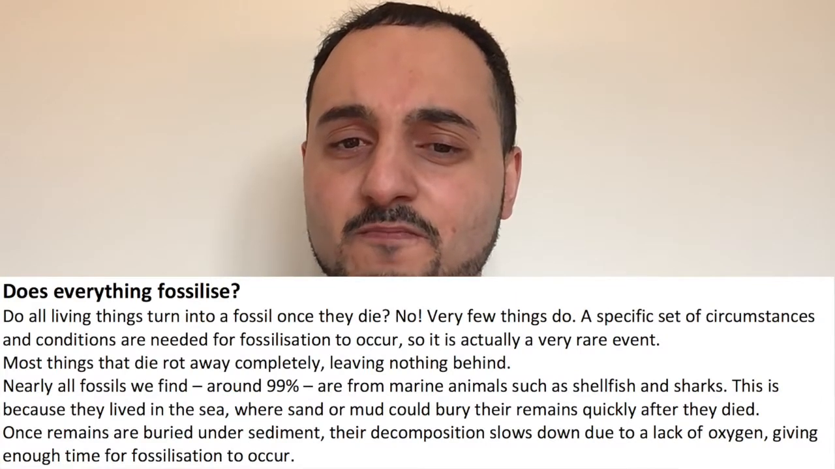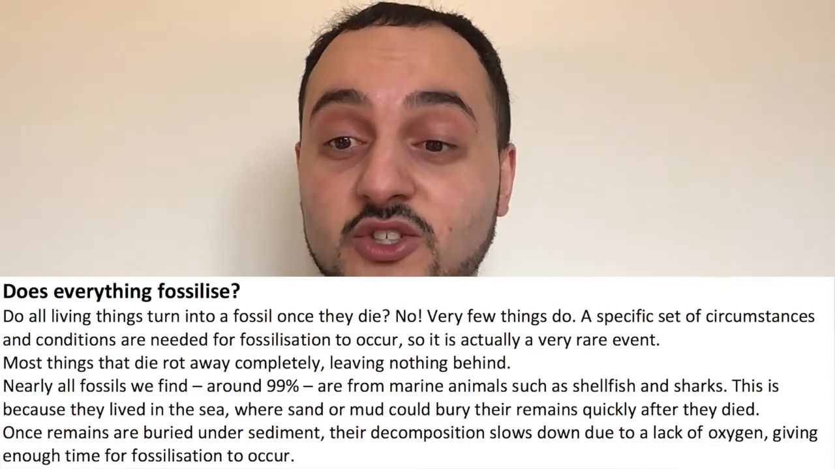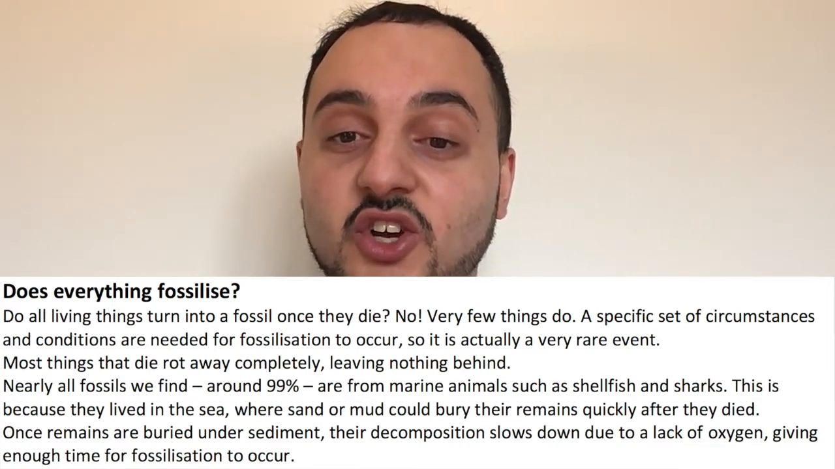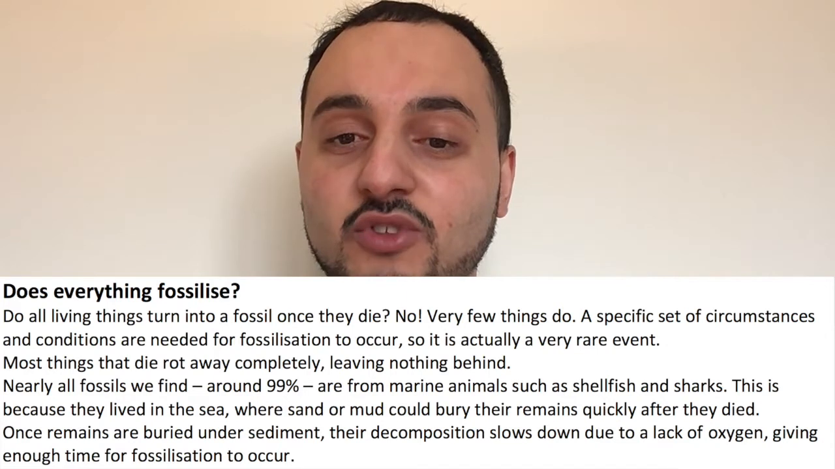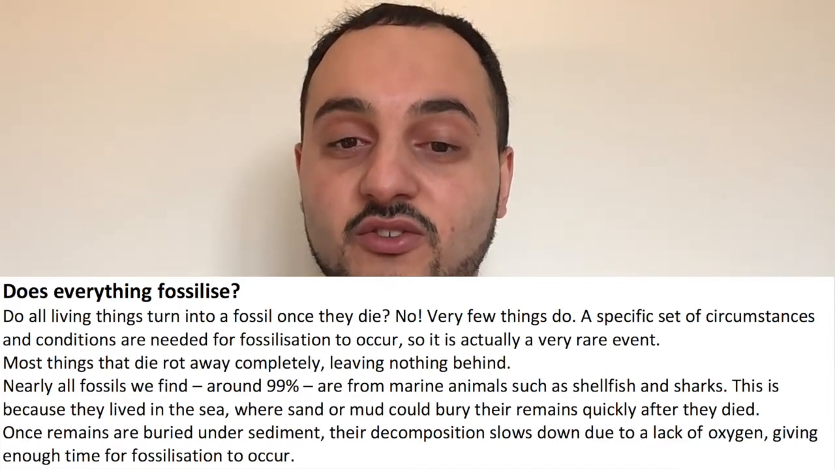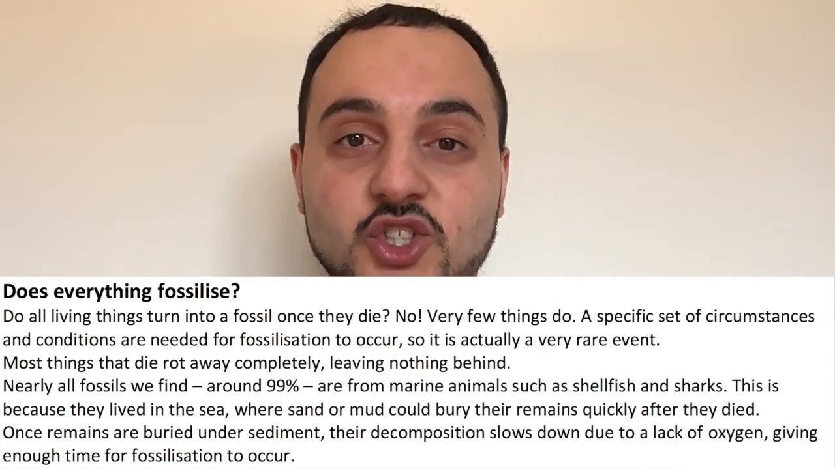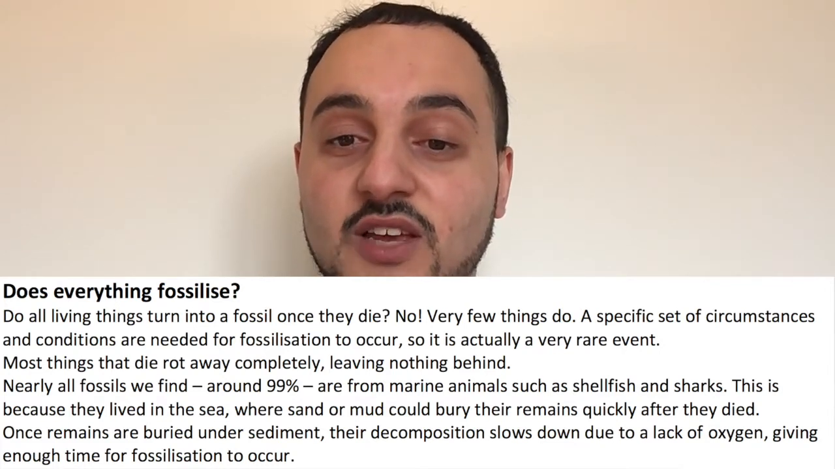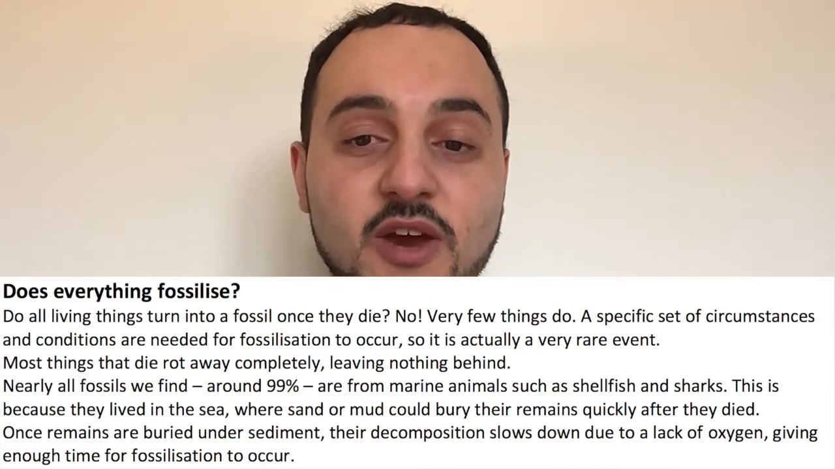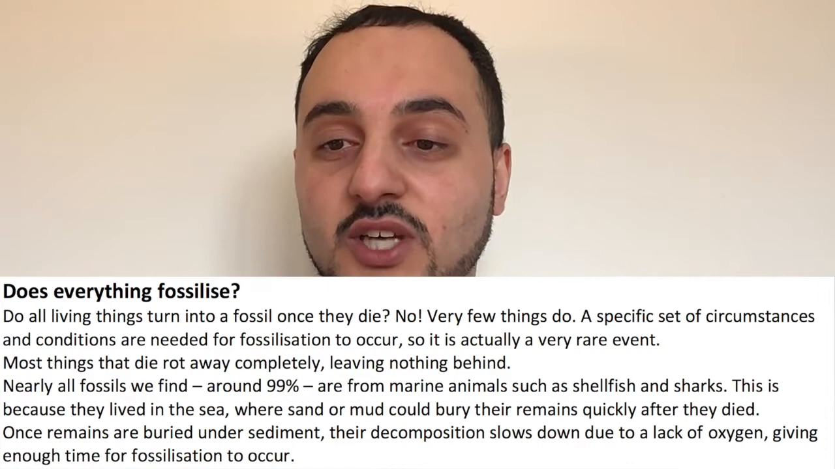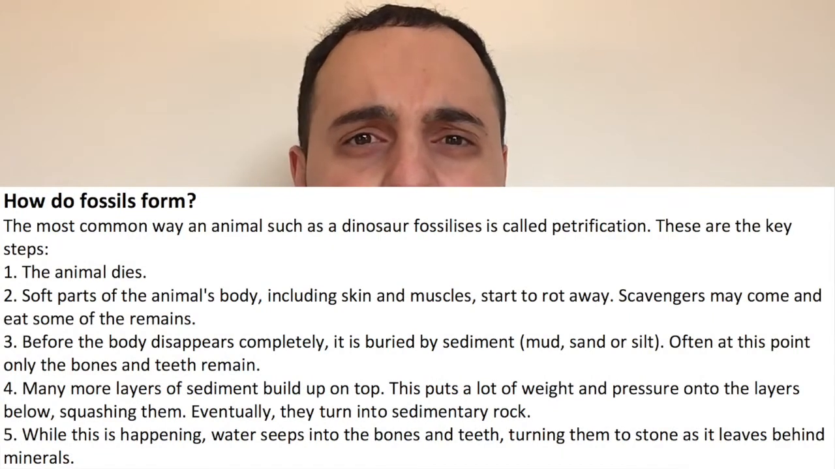Does everything fossilise? Do all living things turn into a fossil once they die? No. Very few things do. A specific set of circumstances and conditions are needed for fossilisation to occur, so it is actually a very rare event. Most things that die rot away completely, leaving nothing behind. Nearly all fossils we find, around 99%, are from marine animals such as shellfish and sharks. This is because they lived in the sea, where sand or mud could bury their remains quickly after they died. Once remains are buried under sediment, their decomposition slows down due to a lack of oxygen, giving enough time for fossilisation to occur.